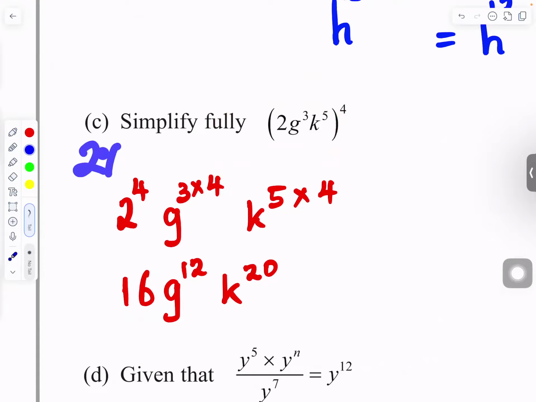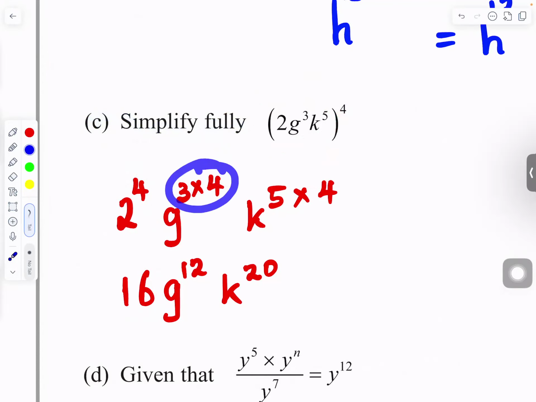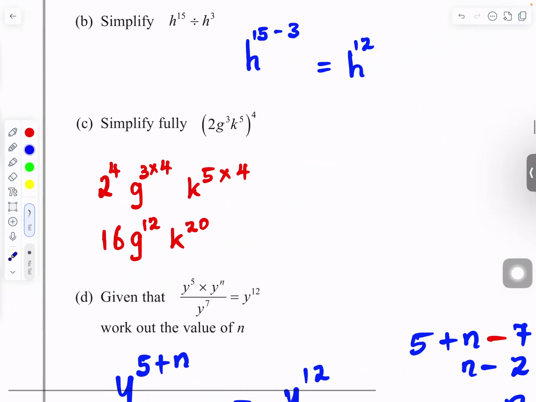It's 2 times 2 times 2 times 2. 2 times 2, 4. 4 times 2, 8. 8 times 2, 16. 3 times 4 is 12. 5 times 4 is 20. So that's your answer: 16G12K20.